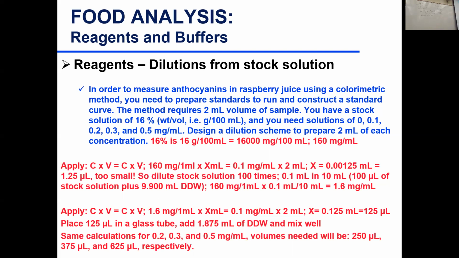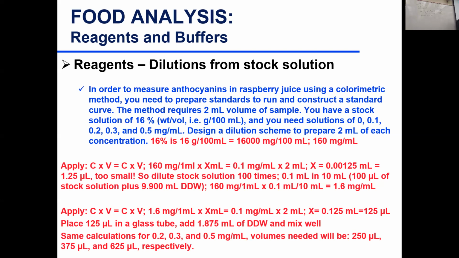You don't want a fraction of a microliter, you already know. I'm like, okay, this is too small. So I dilute the stock solution 100 times, and the calculation is here. So 0.1 ml in 10 ml. And then you put it with water, and then you get this concentration of 1.6 milligrams per milliliter.